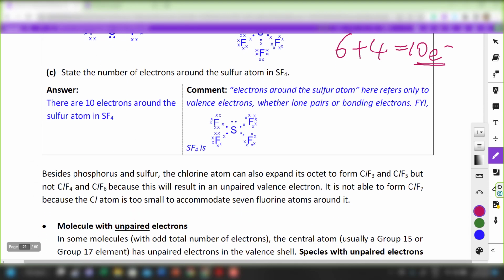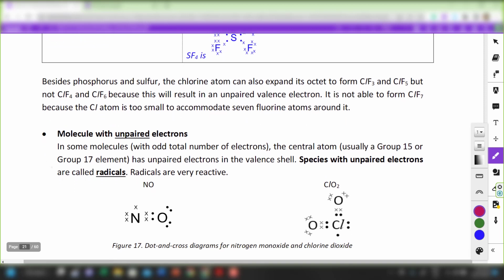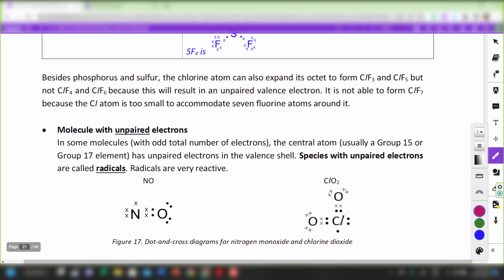Yeah, besides phosphorus and sulfur, chlorine can also expand octets, etc. There are a lot of examples, in fact. We do not want to discuss every single thing, but I think over here it was mentioned that for chlorine you can form bonds with an odd number of fluorine atoms, but not with an even number. The reason being eventually it will result in unpaired valence electrons.